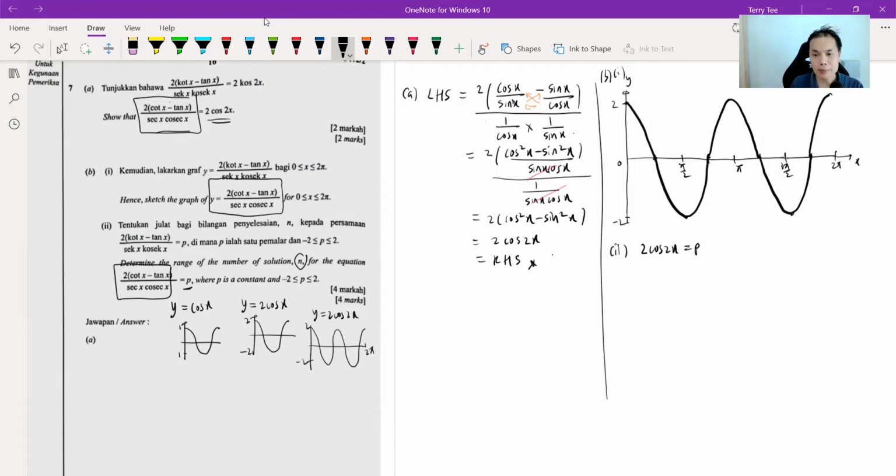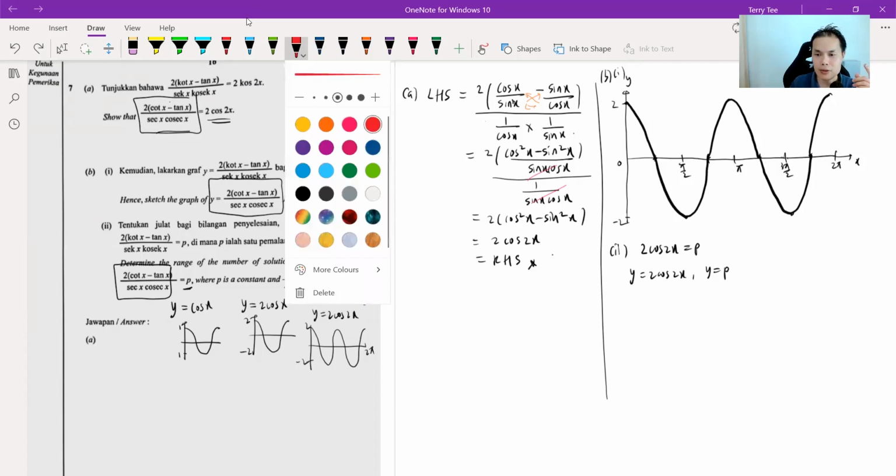So this equation can be solved by drawing 2 graphs. The first graph is y equals 2 cos 2x, which is what we have already. The second graph is y equals p. Now, y equals p is a horizontal line, right? The question already mentioned that p values are between -2 and 2. That means your p can be here. Let me draw a horizontal line. Okay, again, let me use a different color pen and maybe a thicker pen. Okay, so let's say I use red color.